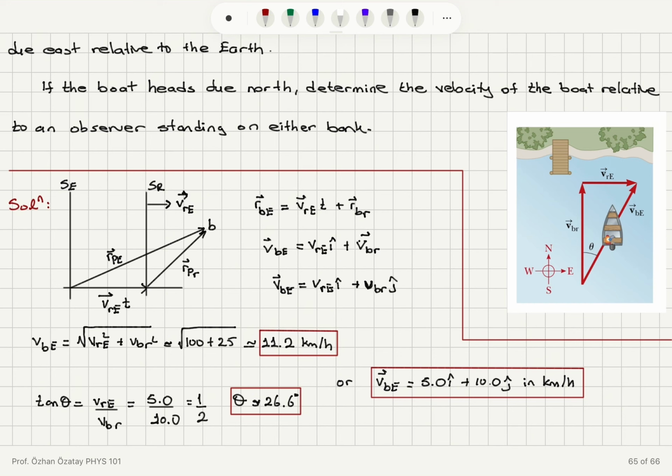Or I can say that the velocity of the boat with respect to earth is VRE I hat, 5 I hat, plus VBR J hat, 10 J hat, and it is measured in kilometers per hour. So this is what I was supposed to determine.